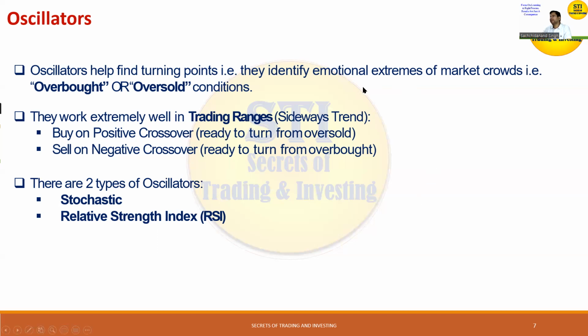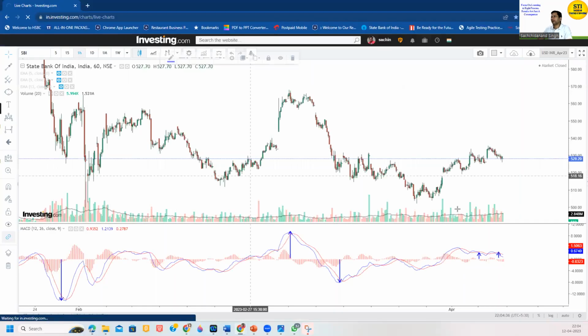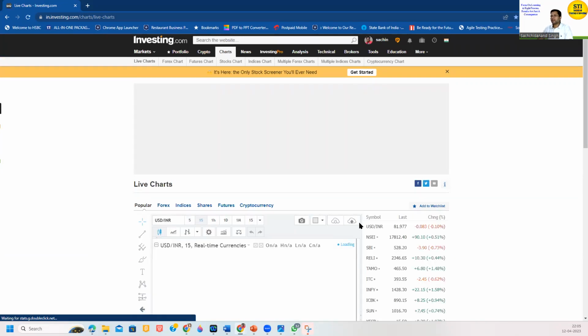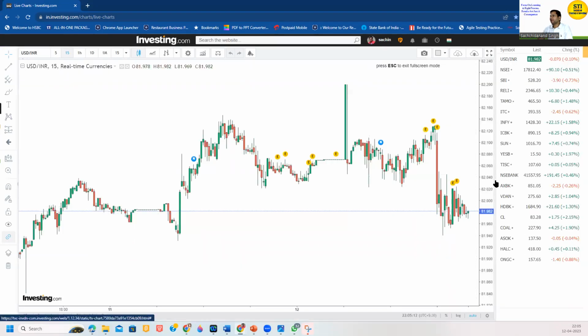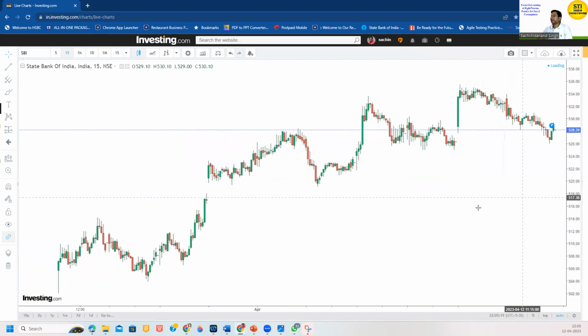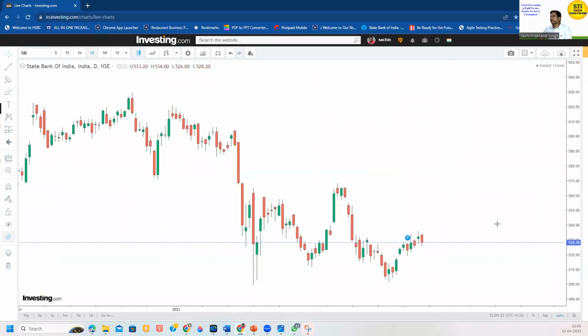And they help us identify the extreme emotion of the market crowd. When I say market crowd, at any point of time, if you see any of the stocks, let's say the same example, the SBI chart that we were looking at a few minutes back, there are millions of people trading that particular stock. If you select any stock of your choice on any particular day, there are lakhs, maybe more than a lakh of trades. Let us say I have selected the daily one. How many trades happened today?